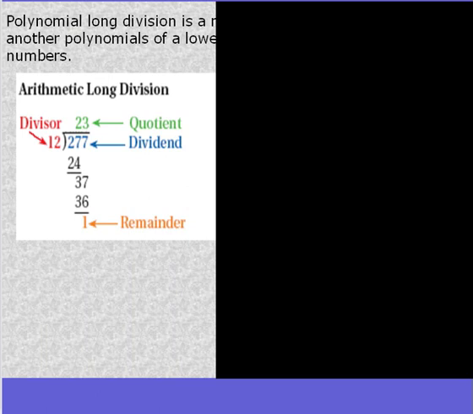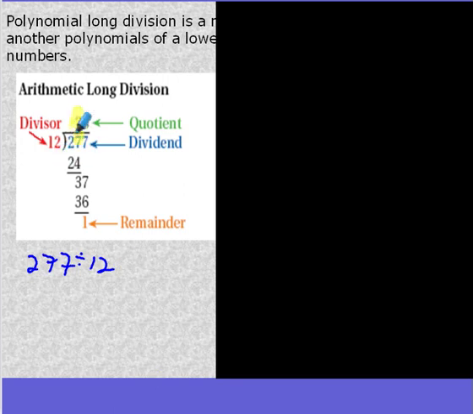So this problem that we started with was 277 divided by 12. So here's our divisor, here's our dividend, and we need to find our quotient. And we do that by looking at 12. It doesn't go into 2, so we're going to move over one digit. It does go into 27.